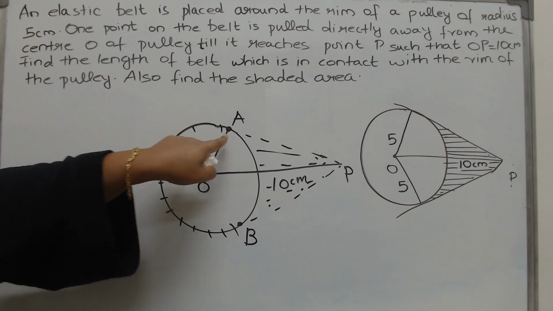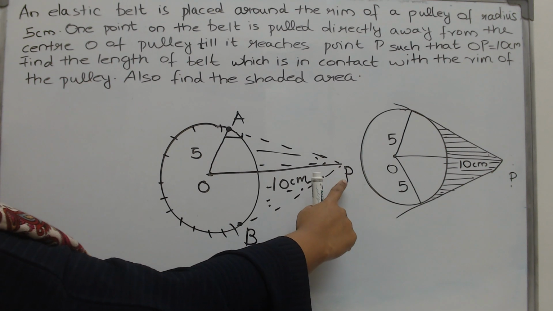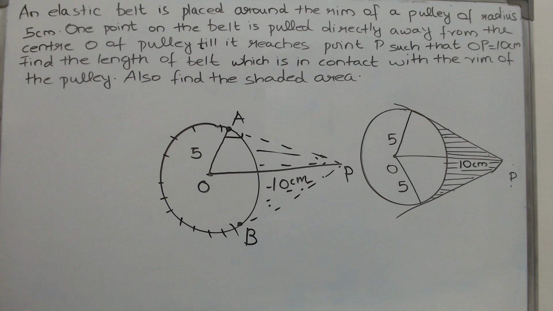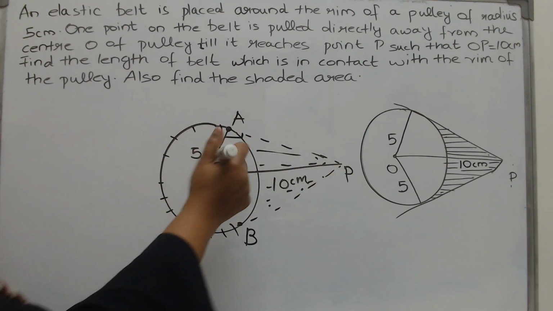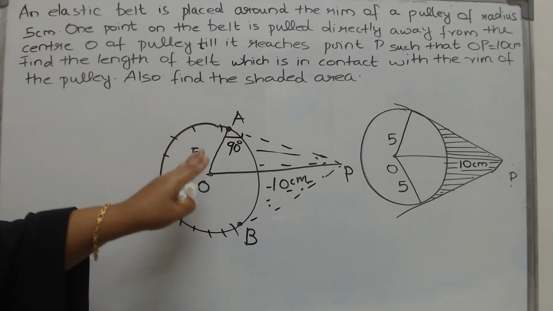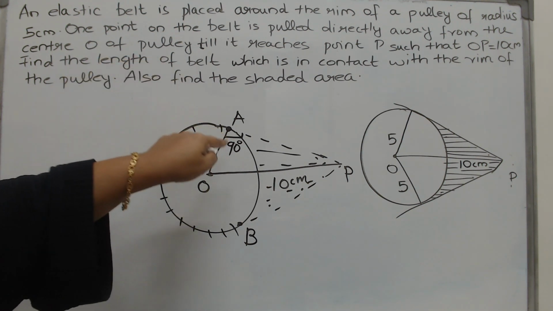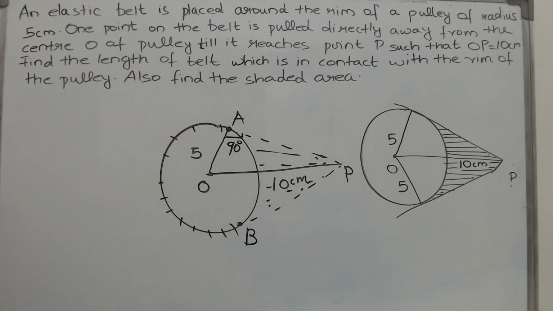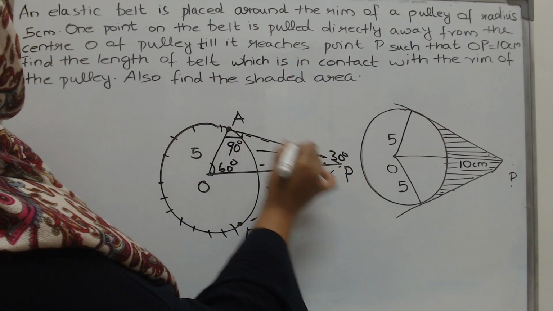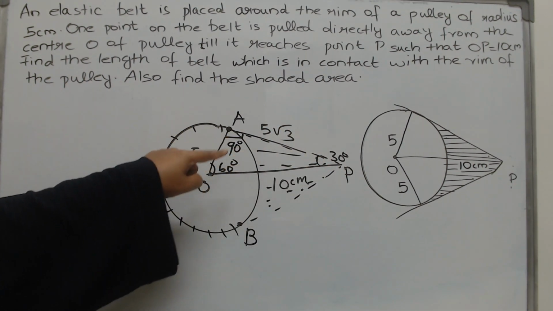Now, what is this angle? We can see that PA is the tangent from the external point P. So at the point of contact, PA and OP will be perpendicular, or in other words, this will be 90 degrees. Now this is all you need to know, that this angle is a right angle. Then what will follow? It will follow that this is 60 degrees, this is 30 degrees, and this side here is 5√3.